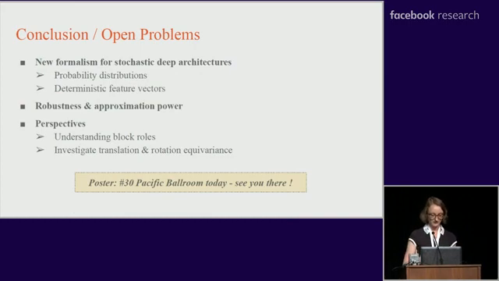So what we have done is introduce a new formalism for deep architectures dealing with random vectors, which is able to cope with both probability distributions and deterministic vectors. We have provided instantiations of such networks and detailed their approximation abilities. And as for perspectives, a few things would be interesting to look into, for instance, investigating how such networks can cope with invariances.